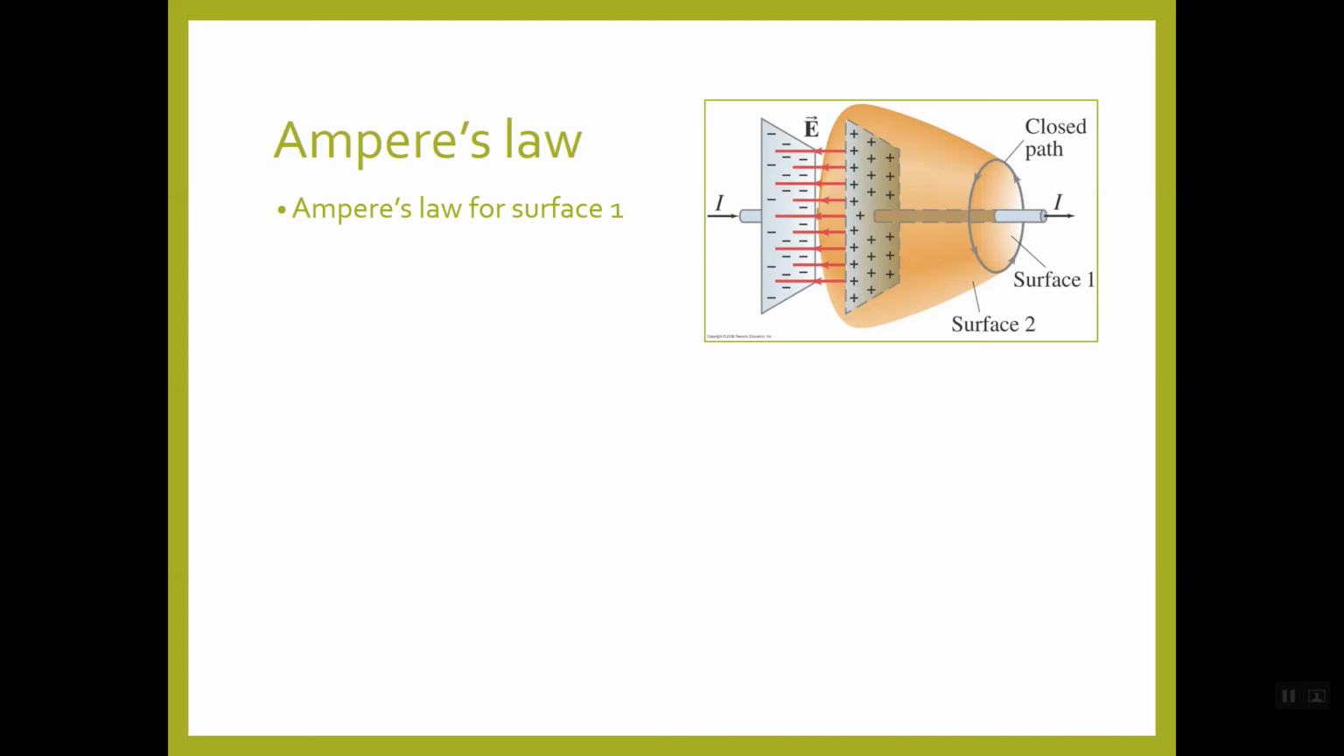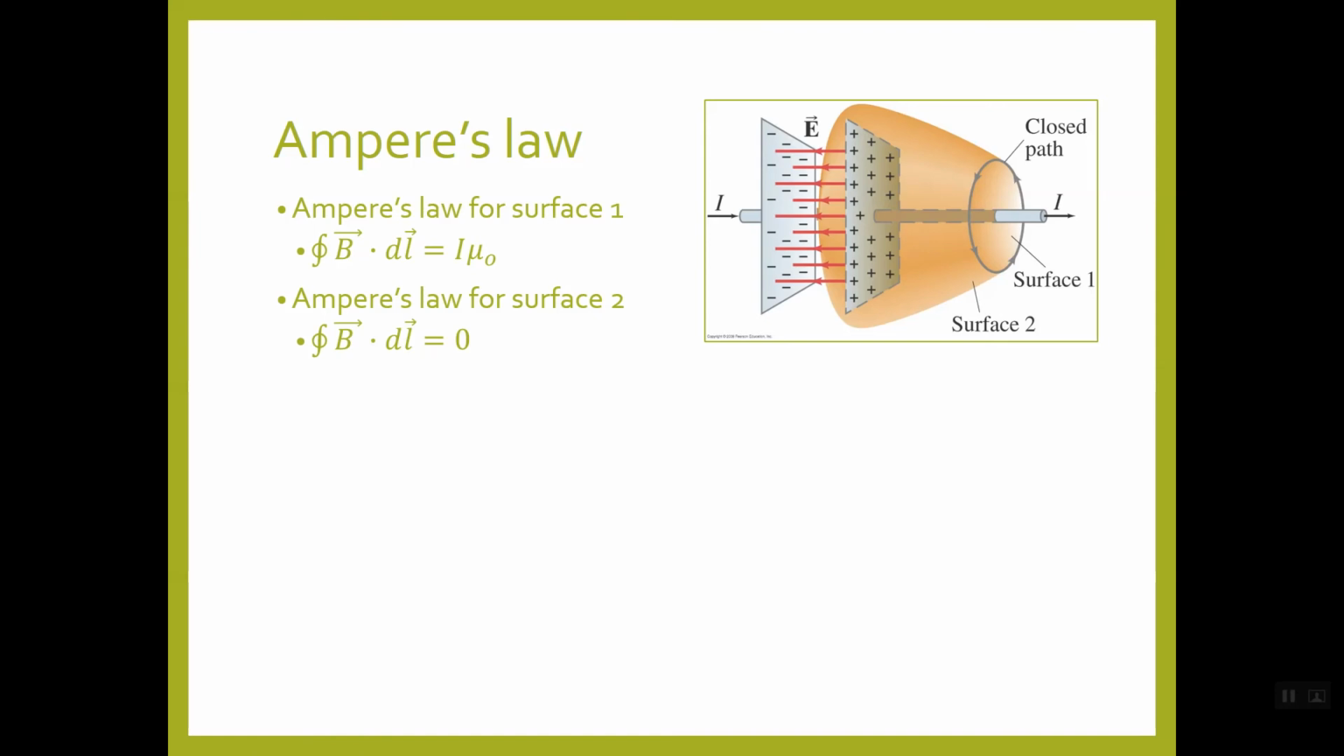So here I have a situation where I have a charging capacitor. These are the plates of the capacitor, and the current going through the circuit of this charging capacitor circuit. And I am going to now apply Ampere's law to find the magnetic field around this current carrying wire. So I have created an Amperian loop here. And what I've done now is I'm going to apply Ampere's law, but using two different surfaces.